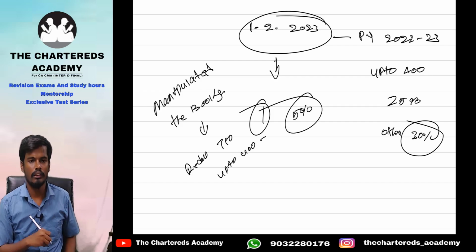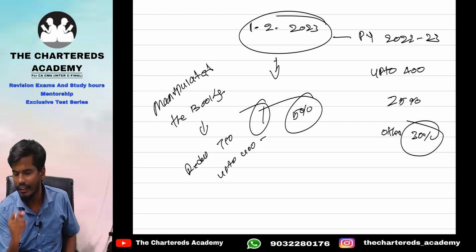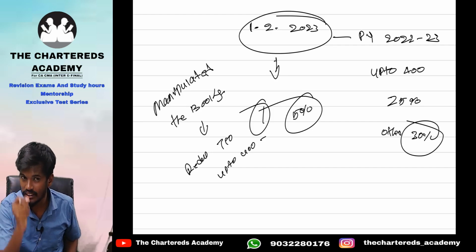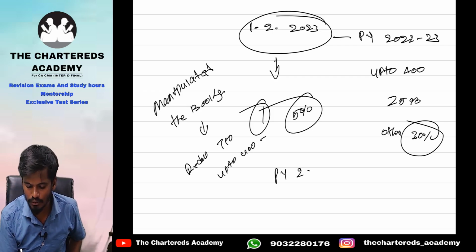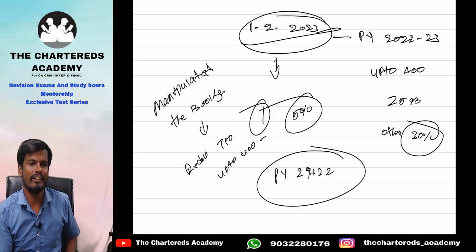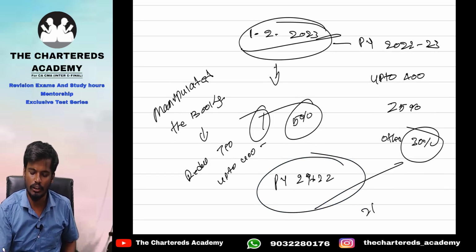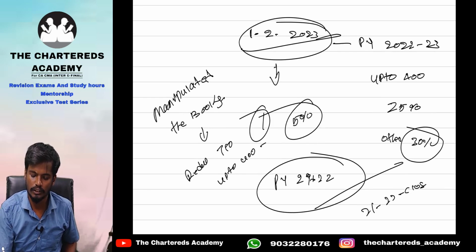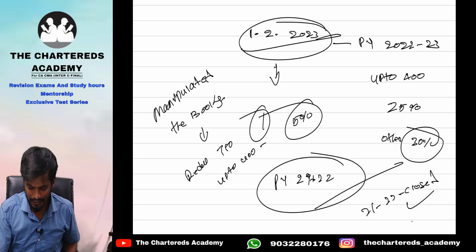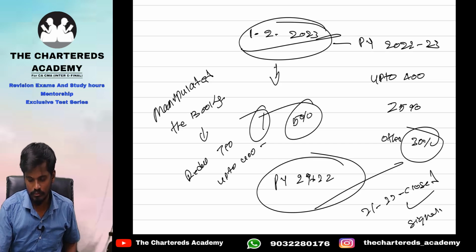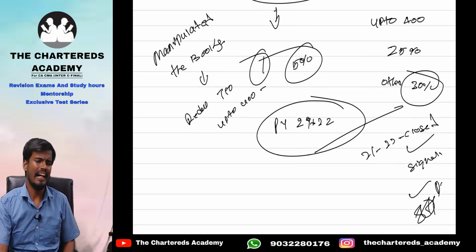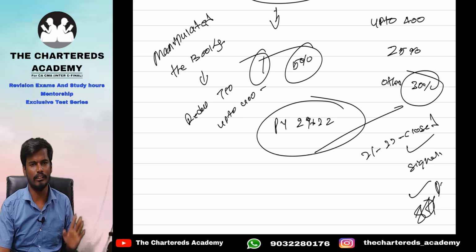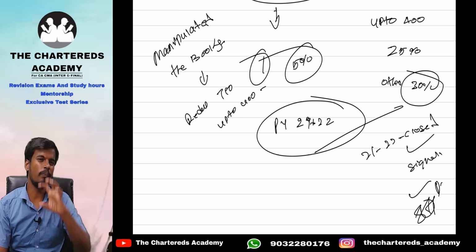Only because of this reason, the government takes the previous year turnover of 21-22. Because, sir, on 1st February, the books of accounts of 21-22 are already closed, signed by the auditor, signed by the shareholders and the directors, and given to the shareholders. Everything has happened. So there is no chance to manipulate the books of accounts.